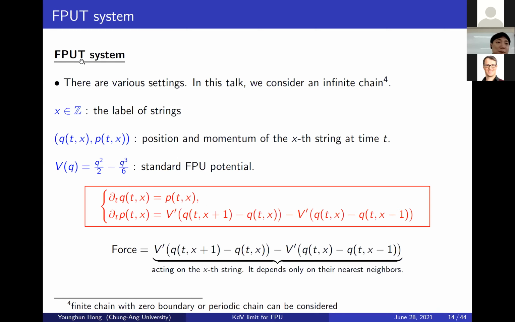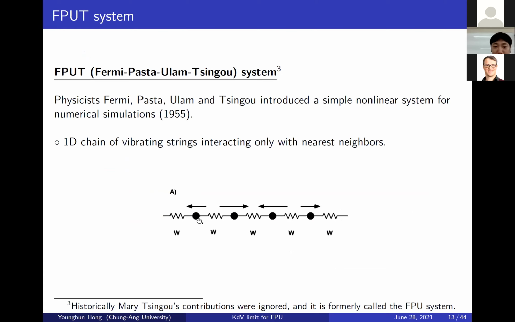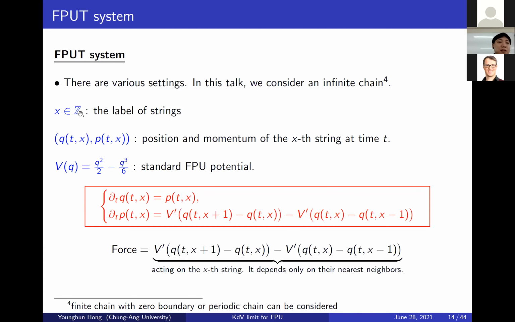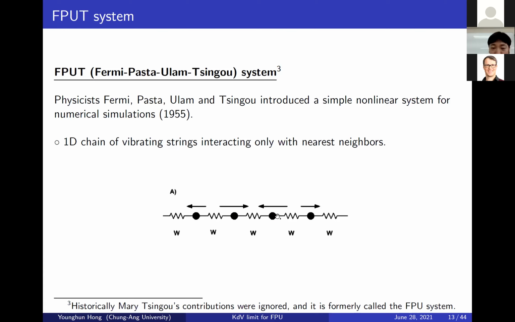So actually, for the Fermi-Pasta-Ulam-Tsingou (FPUT) system, there are many different settings, but in this talk, I would like to focus on the infinite chain case. Here, what I mean is that there are infinitely many strings, okay? And we label these by x. So x is the label of the strings. For instance, let's call this one 1, and this one 2, and the next ones 3, 4, and so on. And there is 0 on the left, and -1, -2, and so on.